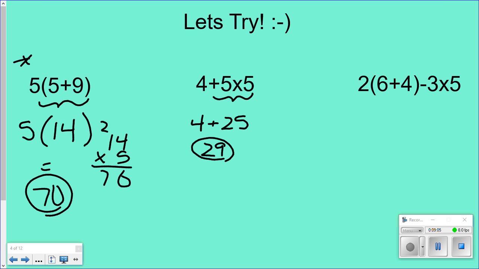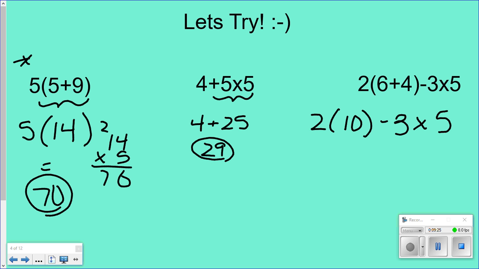So what do you think comes first here? What's supposed to come first? Kate? Parentheses, yep. So I'm going to do that, and that's going to be 10. So this is what it's going to look like then. Yep. So now what do you think I should do next? What do you think I should do next? McKenna?